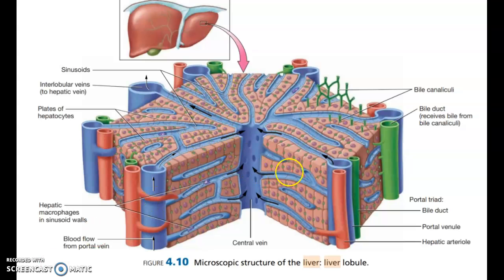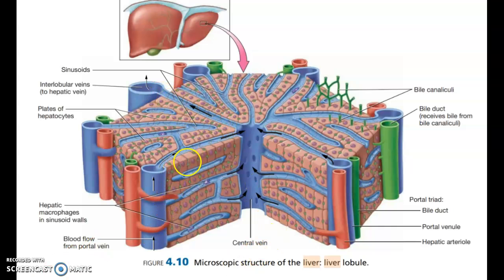Here we have a model for the histology of the liver. We have a lobule. The whole section is going to be a liver lobule. And then we have this central vein right here. And flowing to the interlobular veins, we have the sinusoids. Then we have again the lobule, and then the central vein and sinusoids.